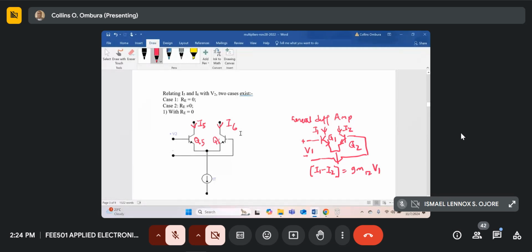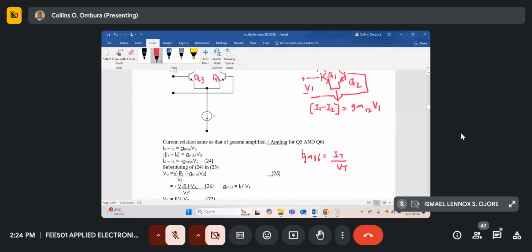So getting the relationship between I5, I6, and V2, we use our general differential amplifier, and these two circuits are identical. It's the namings which are different. So I've said that the current relation, I should put here, is the same as that of the general differential amplifier.